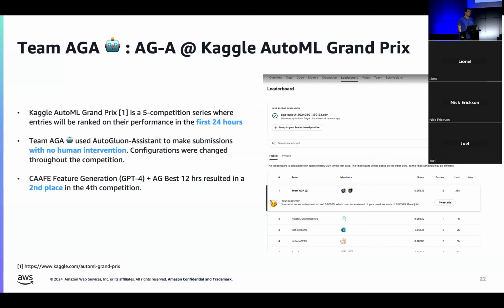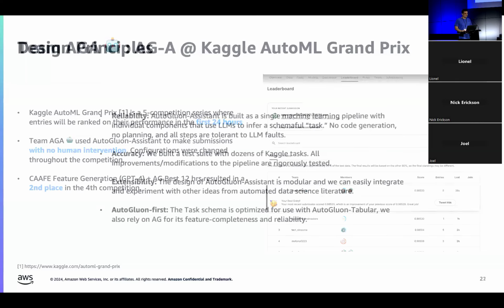Here's the 1st place result right before Nick and Leonard made the final sprint for 1st place in that competition. And as I said, GPT-4 CAAFE feature generation and AutoGluon for 12 hours with no human intervention whatsoever came 2nd in the competition.